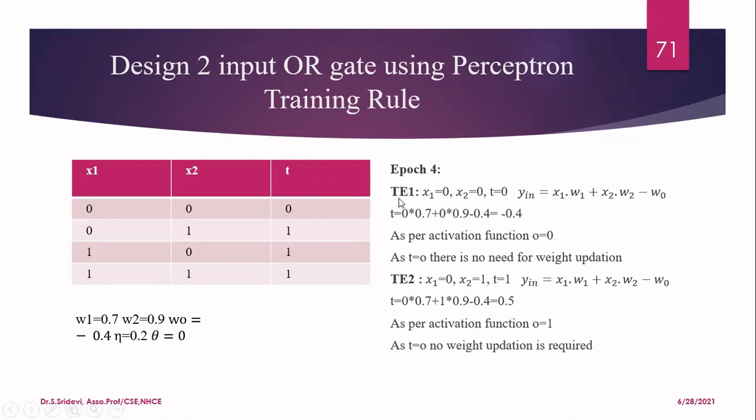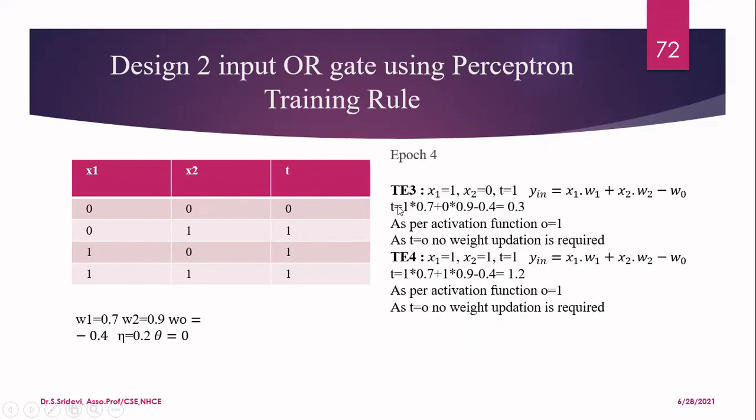So now you see here for training example TE1, I'm applying the new weights and the value is minus 0.4. Since it is less than 0, the output of the perceptron is 0 and the actual expected output is also 0. Therefore, there is a match. So no need for any weight updation. Then let me take this training example TE2. For TE2, you consider 0 and 1, apply in this formula. I'm getting yn as 0.5. Then send it to the activation function. Since it is greater than 0, you will be getting the output as 1. So expected is also 1. There is a match. So no need for any weight updation.